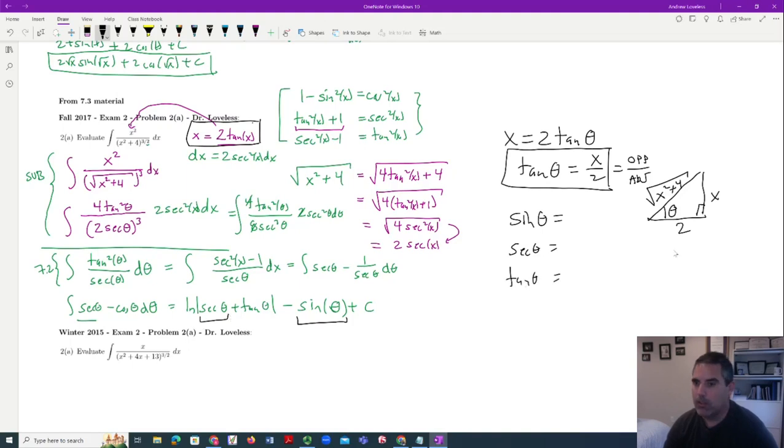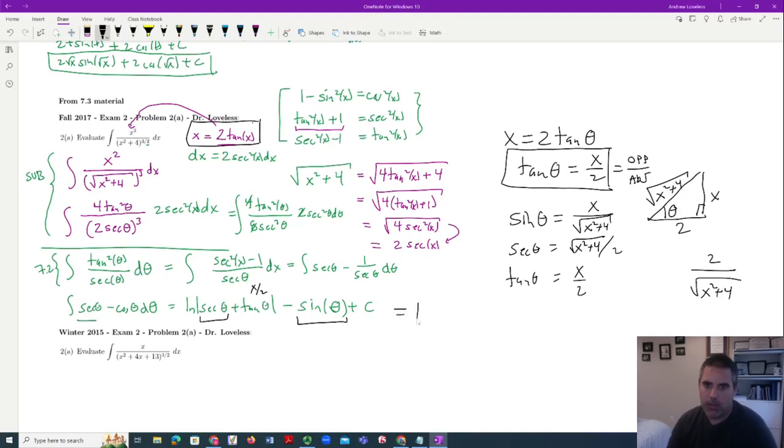Now tangent of theta we already know. It's opposite over adjacent, so it's x over 2. And we didn't really need the triangle for that because that was the one we already knew. Sine of theta is opposite over hypotenuse, so that's x over square root of x squared plus 4. And secant of theta is 1 over cosine. Cosine would be 2 over, adjacent over hypotenuse, would be this. Secant would be the square root of x squared plus 4 all over 2.